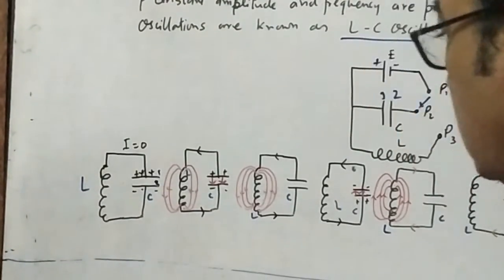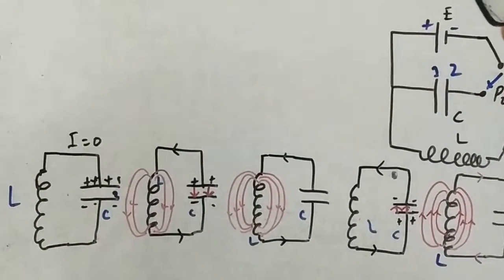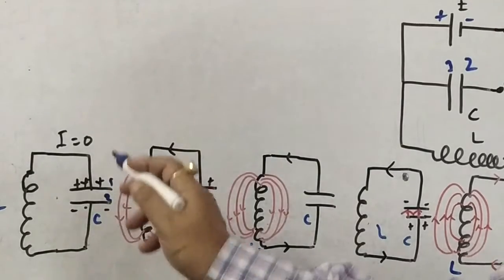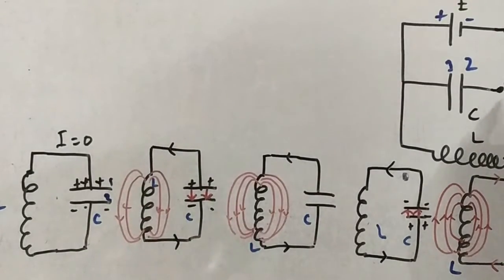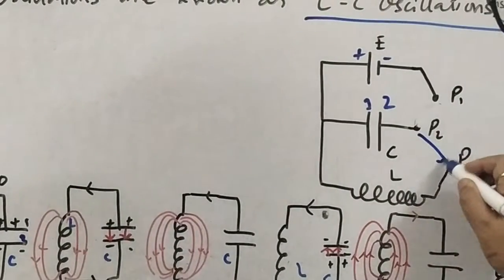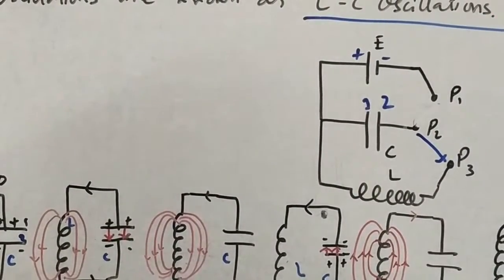After doing this, then what will happen? We can just observe that this is positively charged, this is negatively charged. This is now disconnected from the battery after being fully charged. Then P2 is connected to P3.